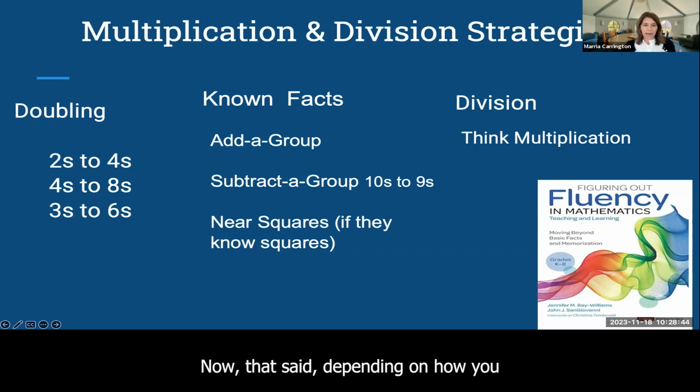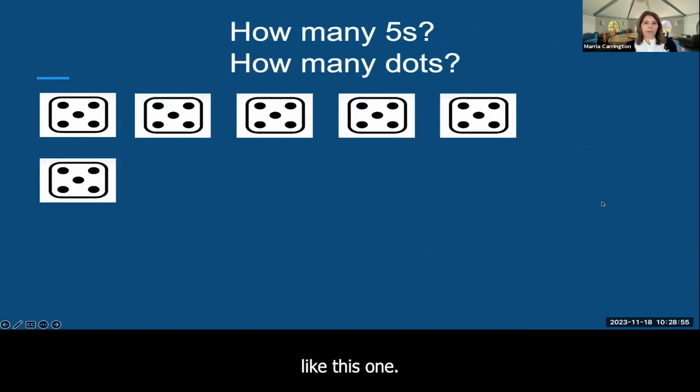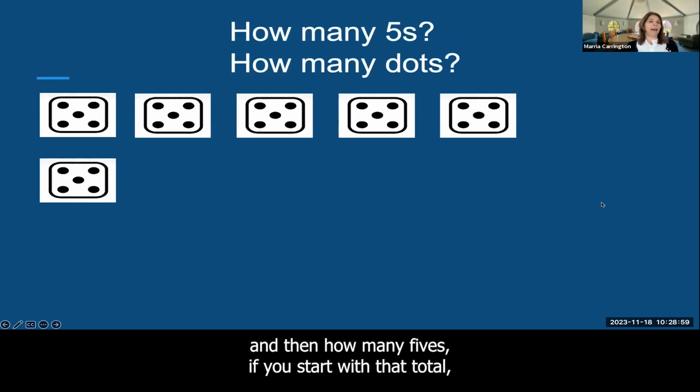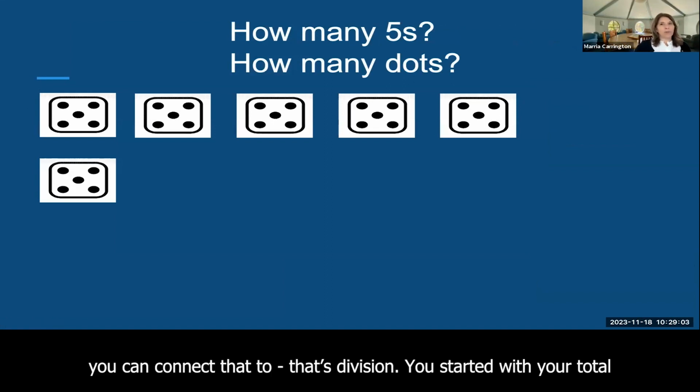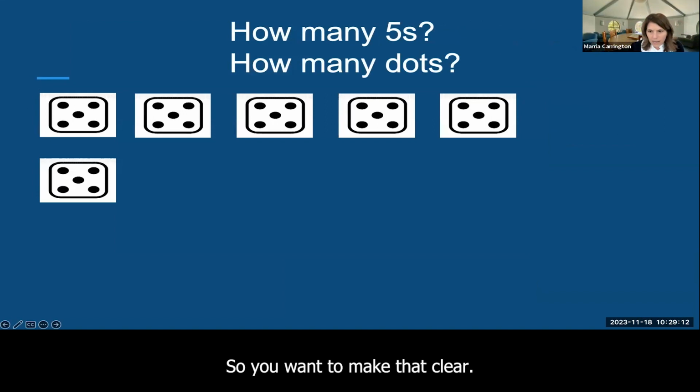Now that said, depending on how you pose your questions, like this one. So if you say how many dots and they tell you there's 25 and then how many fives, if you start with that total and then you're asking the group, you can connect that to division. You start with your total and then you're telling me how many groups are in there. So you want to make that clear. You want to ask those questions both ways.